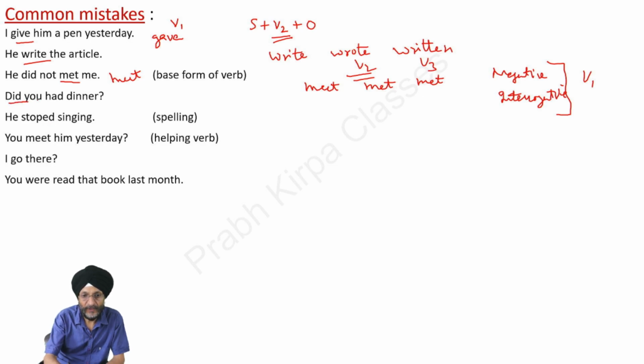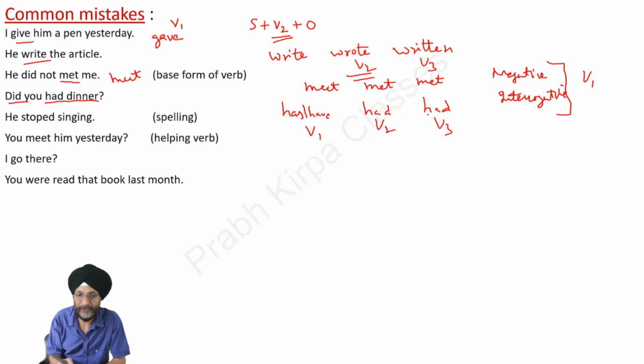Next question is, did you have dinner? As already told, in the case of interrogative sentence, we have to use the basic form of the verb. So the basic form of the verb is have, then had, had. This is the basic form, this is the second form, and this is the third form of the verb. So as with you, we have to use have. Did you have dinner?